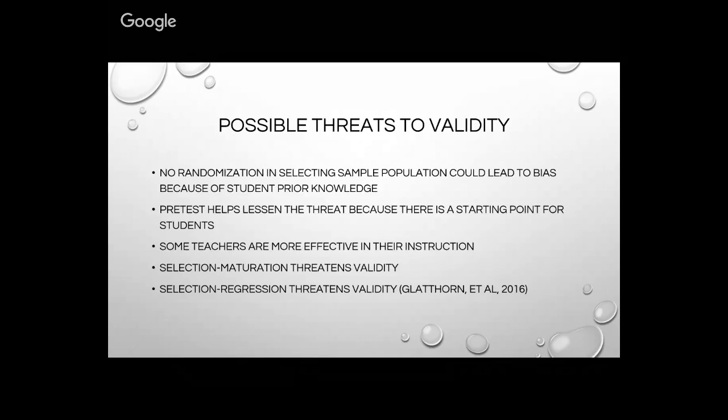Selection regression is also a threat to validity. Selection regression occurs when different groups are from different populations. And that's exactly what we have here. There may be some schools that are higher achieving schools compared to other schools that may be lower achieving. And these factors will be possible threats to validity.